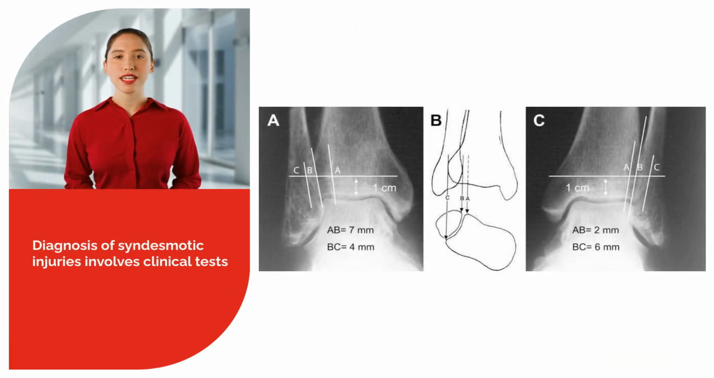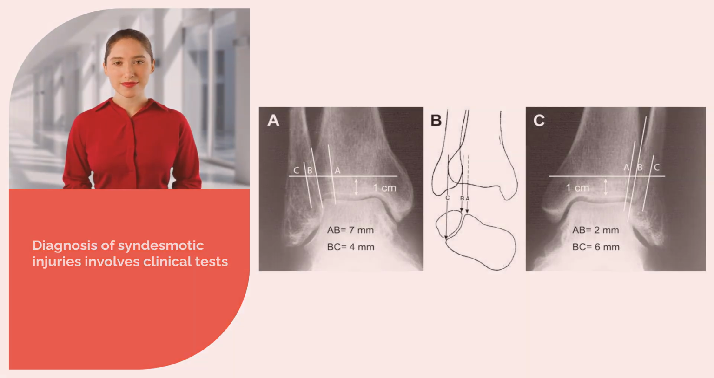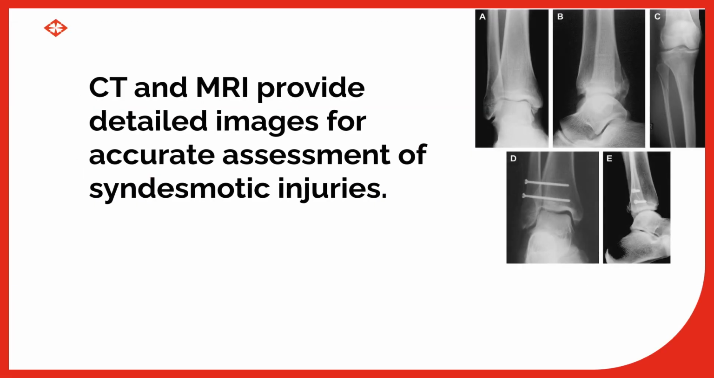Diagnosis of syndesmotic injuries involves clinical tests like the external rotation and squeeze tests. Radiographic evaluations, including stress radiographs, help detect syndesmotic diastases and assess injury severity. CT and MRI are valuable tools for diagnosing syndesmotic injuries. They provide detailed images of the syndesmotic complex, allowing for accurate assessment of ligament injuries and fibular alignment.